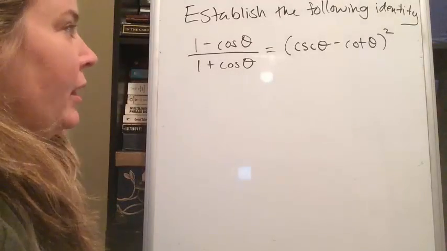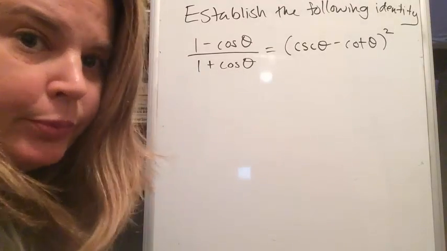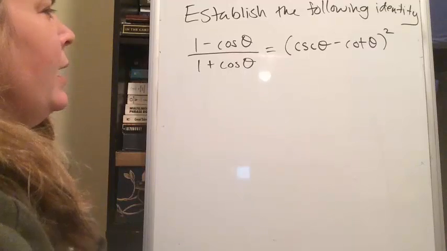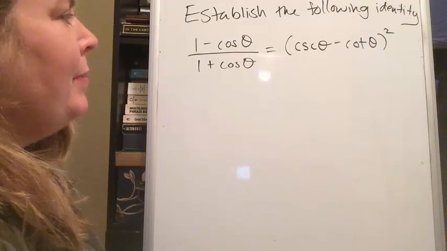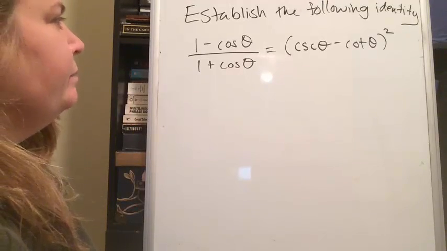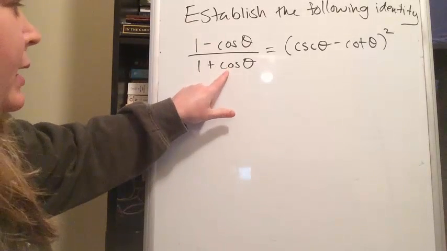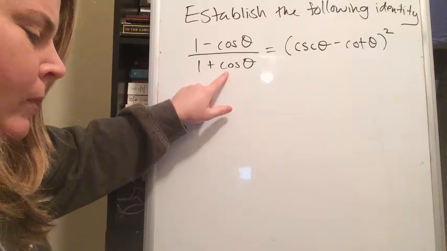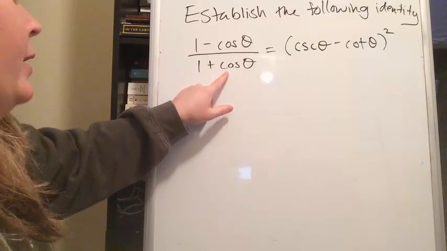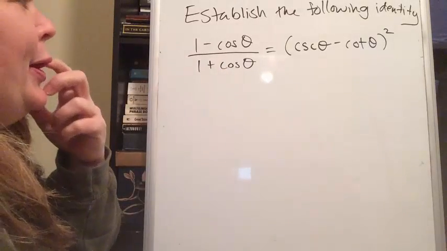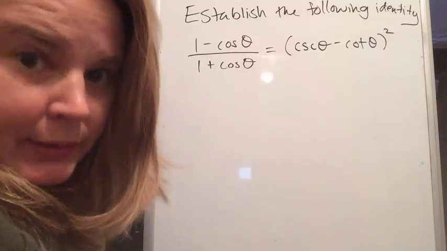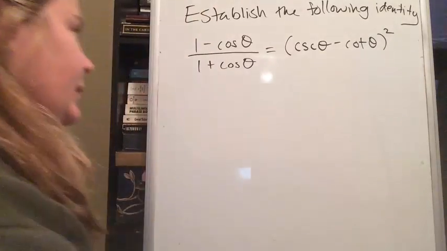So we have the following identity that we're going to prove. Pick the most complicated side to work with. I think I want to work with this side because I want to multiply by the conjugate of the denominator and see where that takes me. So let's start with that side.